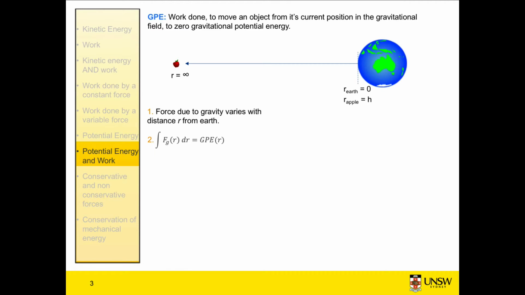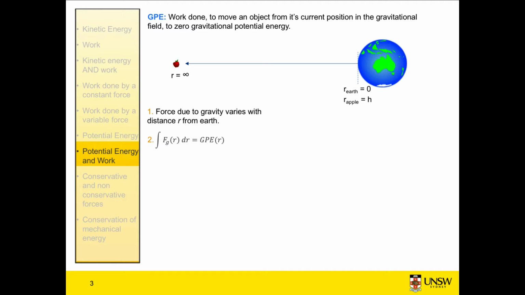And we also know that the integral of the force due to gravity as a function of the displacement gives us an equation for the gravitational potential energy as a function of that distance. So these 2 points, at the moment we haven't learnt them. We'll look at them in more detail in the topic on gravitation. And so for now, I'll just ask that you take that these are true.